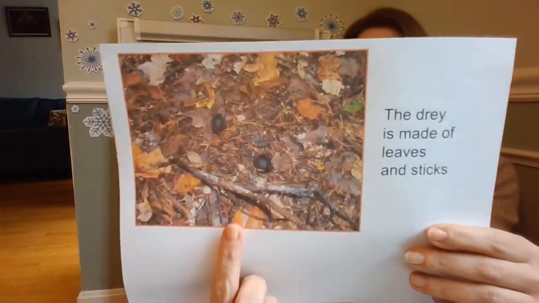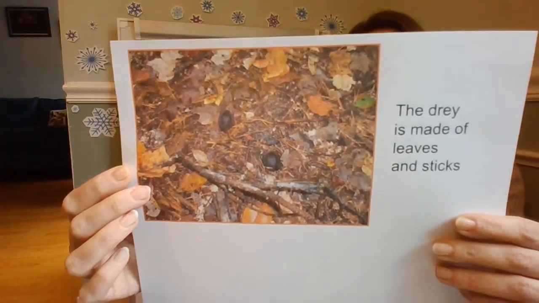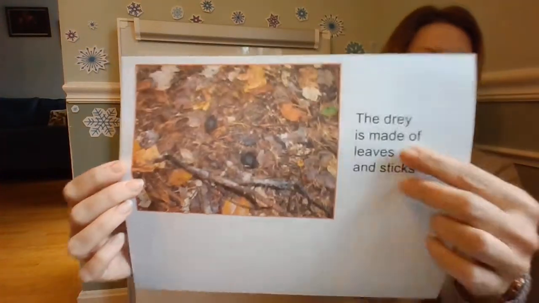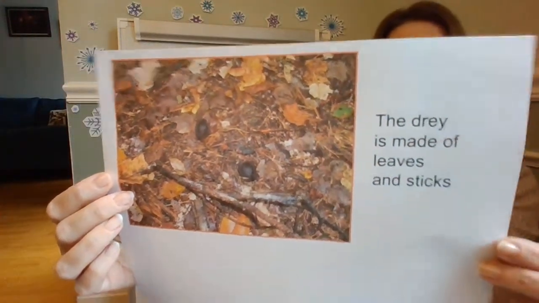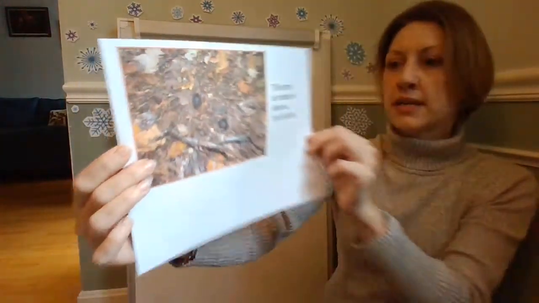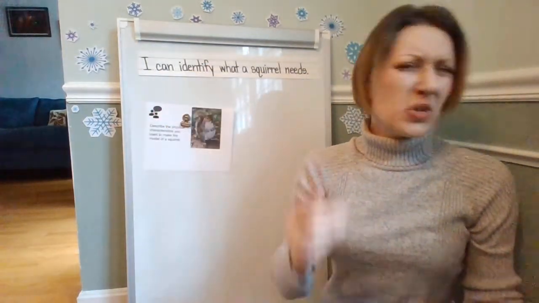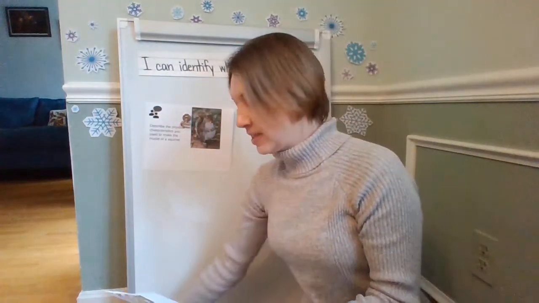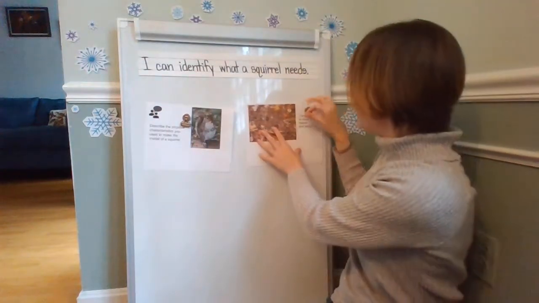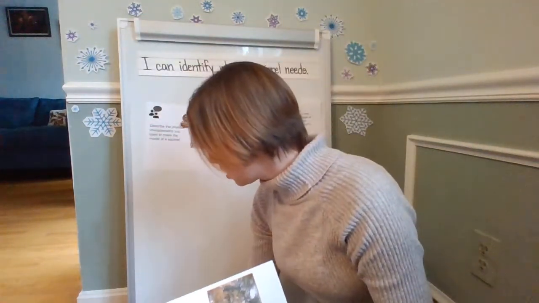So just like you'd see outside, leaves and sticks, that's what a squirrel makes to build the dray. And here's that word, dray. So the dray is made of leaves and sticks. So let's think about this next part. Oh, and you know what? Let me put this up here. So let's put the dray up here. And let's also put where squirrels live. Let's add that too, okay?